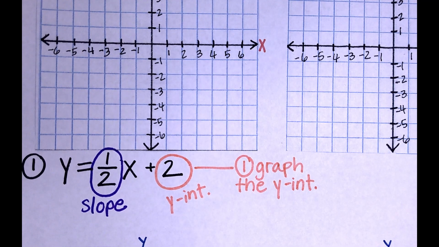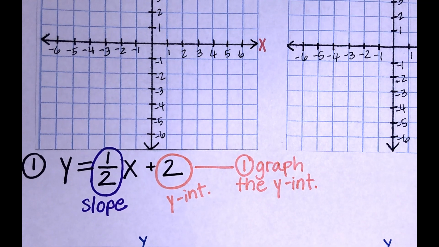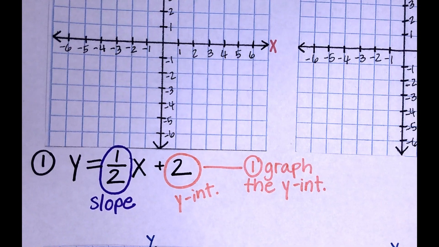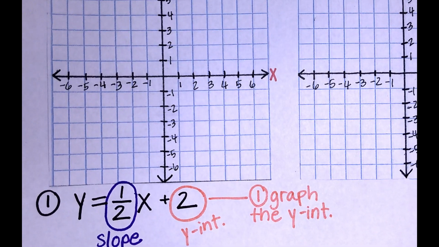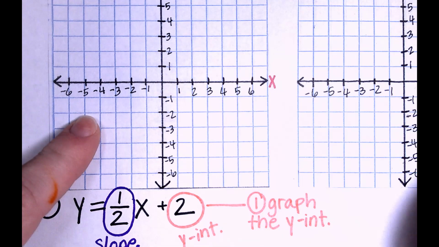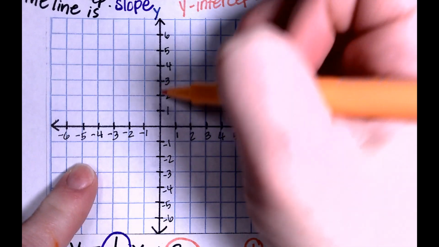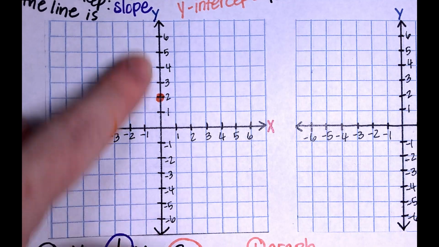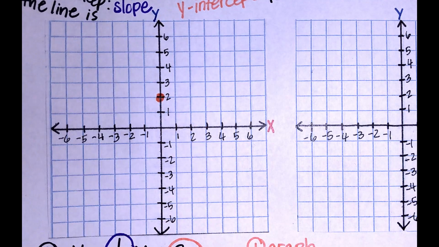So if my y-intercept is positive 2, and I know that the intercept is where I'm touching the y-axis, where do you think I will graph this point? What would my first point be? 0 on the x, 2 on the y. I need to be touching 2 on the y-axis. My y-axis goes up and down.